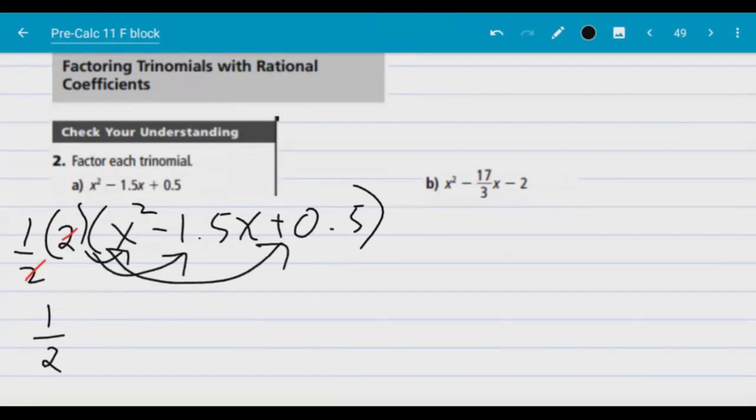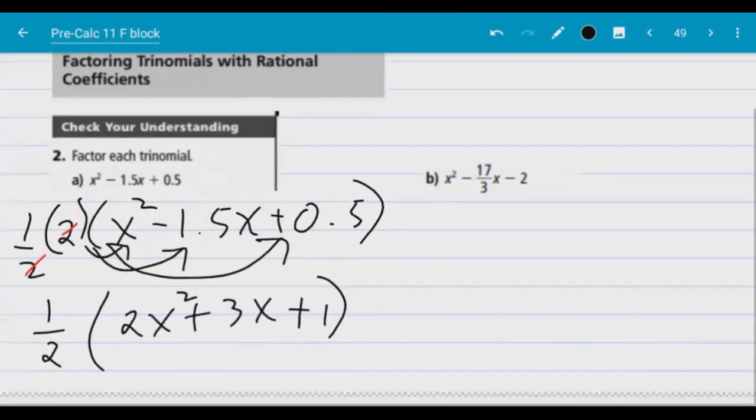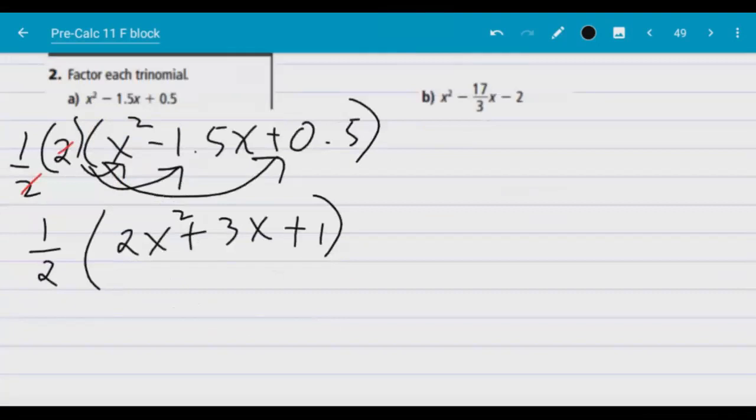So what we're going to have is 2x squared plus 3x plus 1. Remember that if you do the distributive property one more time, this time using the 1/2 multiplied to each of those terms, you will go back to the original expression. So you're actually okay doing that. But you are free to follow what the book suggests, which is to factor out the decimal. I just feel that that's actually harder.